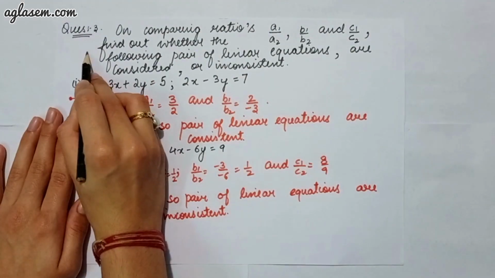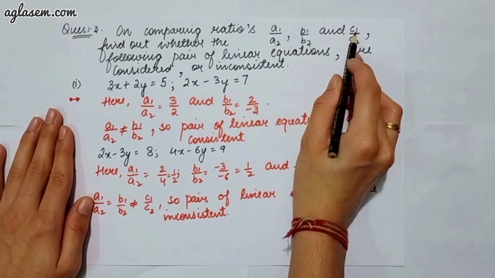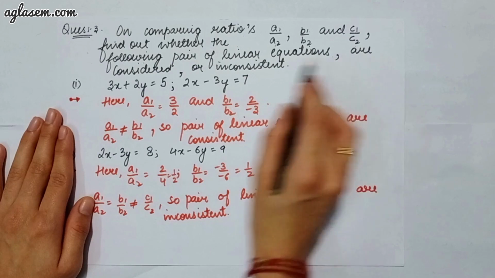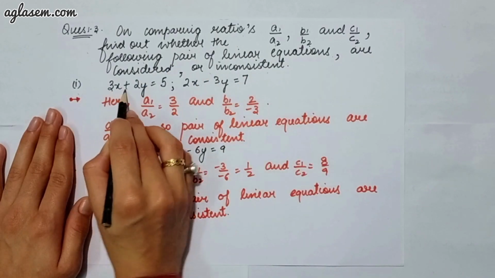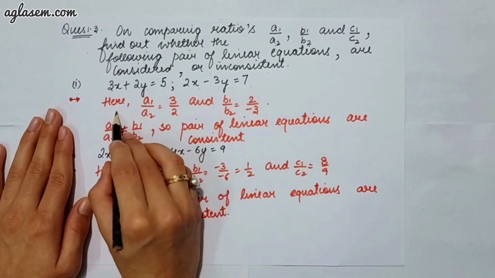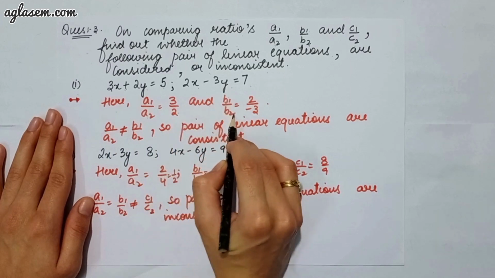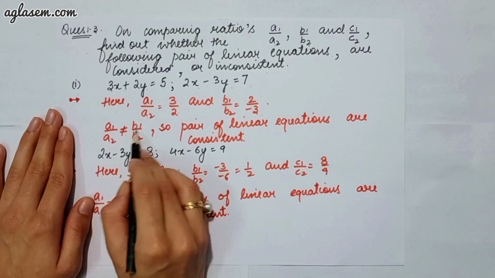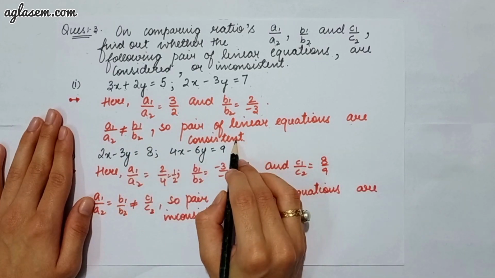Question number 3 says, on comparing ratios a1 upon a2, b1 upon b2 and c1 upon c2, find out whether the following pairs of linear equations are consistent or inconsistent. The first part says 3x plus 2y is equal to 5 and 2x minus 3y is equal to 7. Here we have a1 upon a2, that is 3 by 2, and b1 upon b2, that is 2 by minus 3. So a1 upon a2 is not equal to b1 upon b2, so the pair of linear equations is consistent.